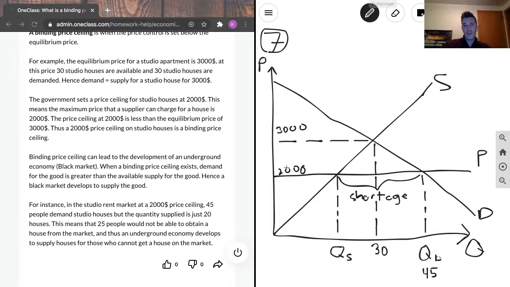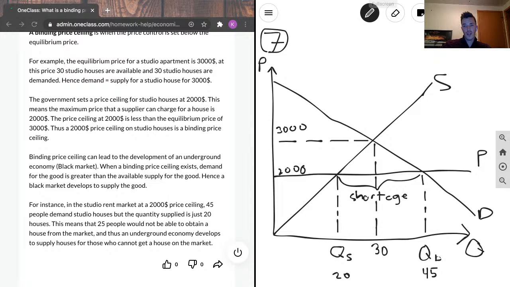And we get that from seeing where the price ceiling, this horizontal line, crosses the demand curve, which is downward sloping here, and we draw down to the x-axis. So that's 45. And at this point where the supply curve, the upward sloping one, crosses the horizontal price line, we see 20 people. So there are 20 houses being supplied and 45 people demanding houses at this lower price.